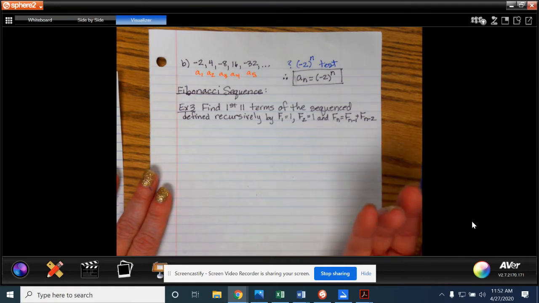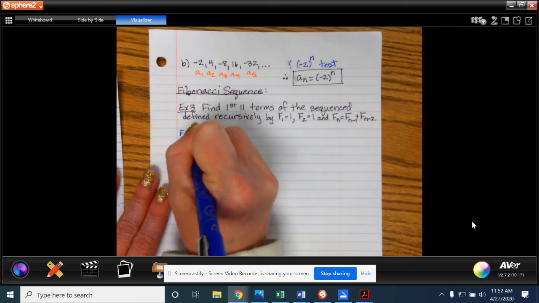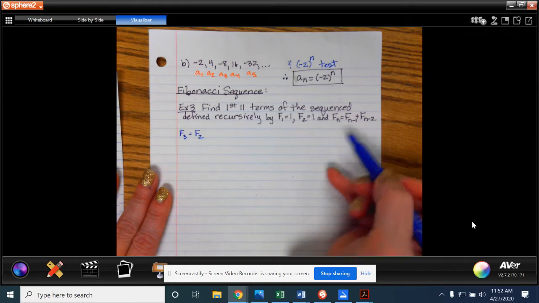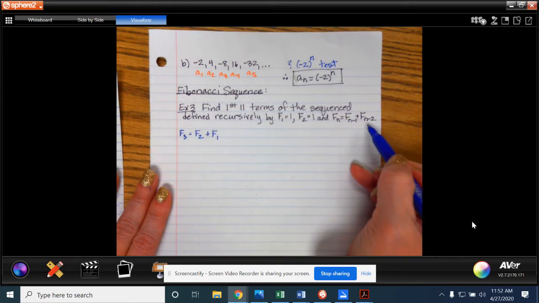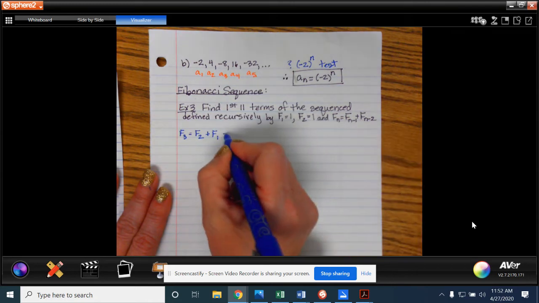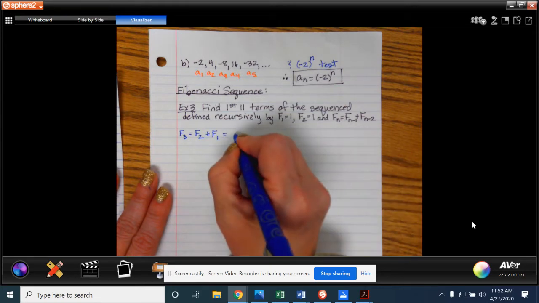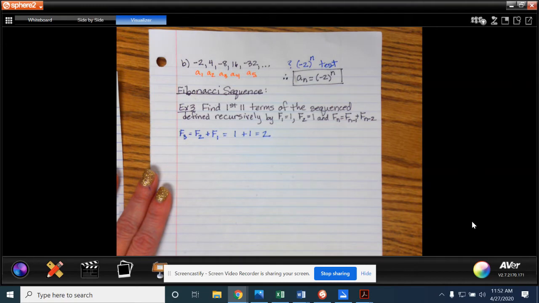What's f of 3? So f of 3 would be f of 2, because 3 minus 1 is 2, plus f of 1, because I would be going 3 minus 2, which is 1. We know what f of 1 and 2 are. They're both 1. So this would be 1 plus 1, which equals 2. So I know in position 3, I have 2.